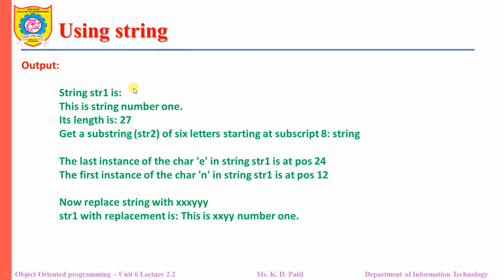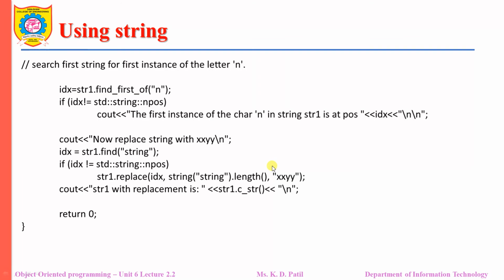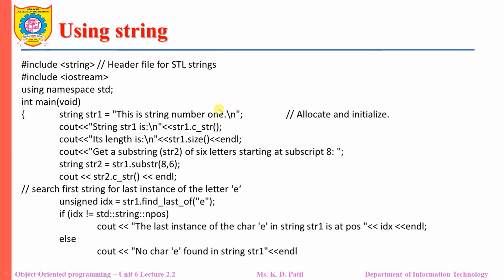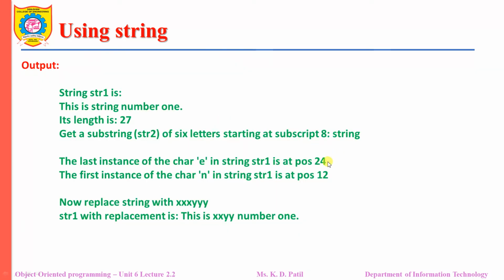The string str1 will be, this is the string number 1. Then I have used the size function to calculate the length, and the length of that string I will get as 27. Now I wanted to get the substring str2 of 6 letters starting at the position 8, so that is string. And after that I wanted to find out the last instance of the character E in the string str1. So that word is 1. Okay, and I will get the position of E as 24.